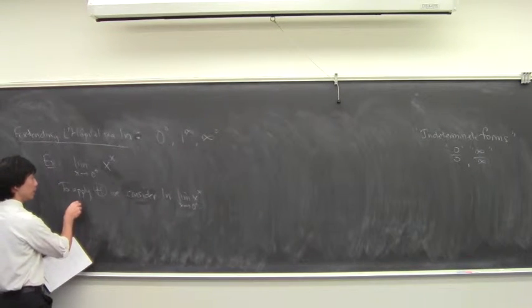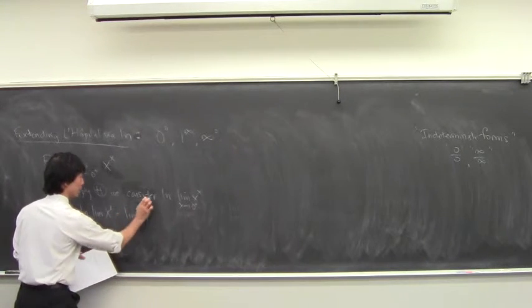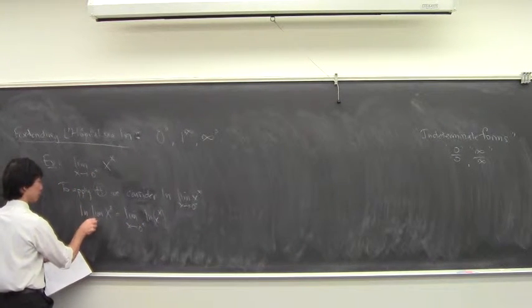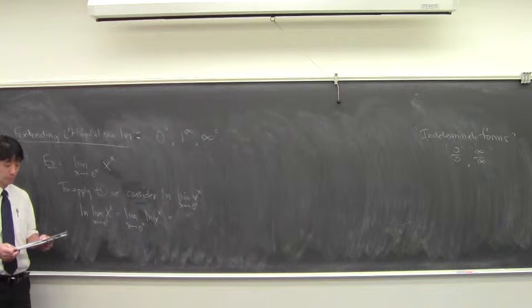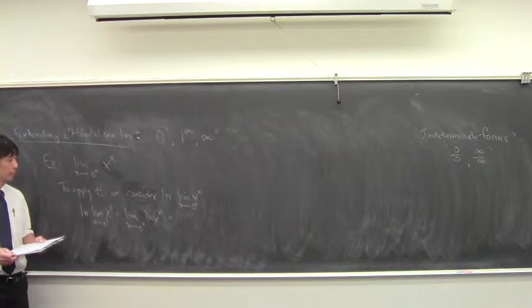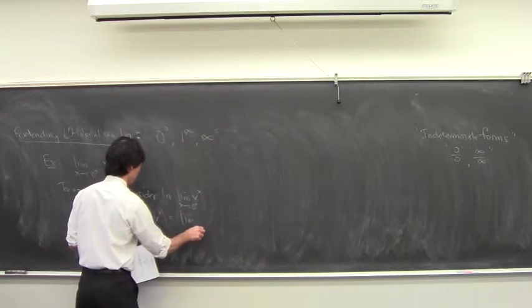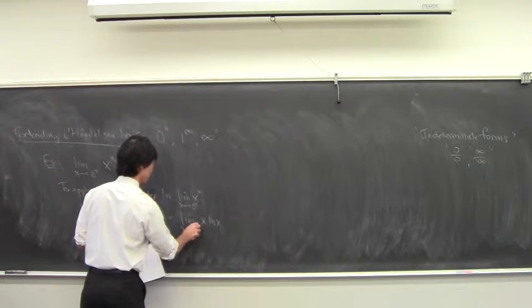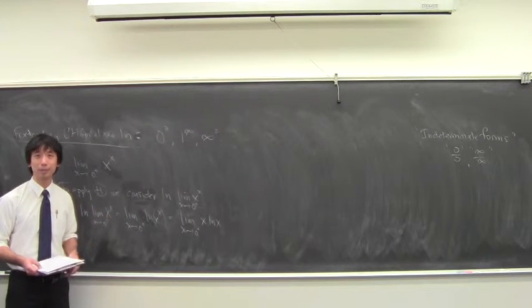So you say, okay, well, the logarithm of the limit equals the limit, by continuity, it's going to be the limit of the logarithm. By the properties of log, that's the same thing as x natural log x as x goes to 0. I can pull the exponent out by the properties of log.